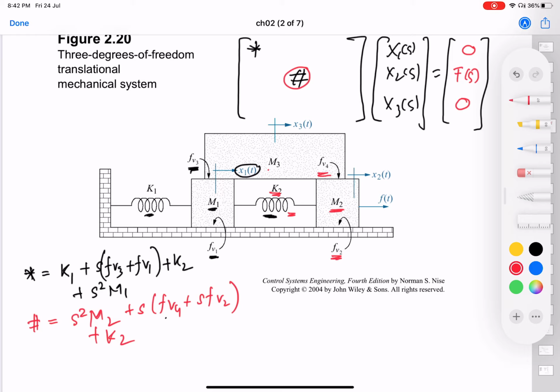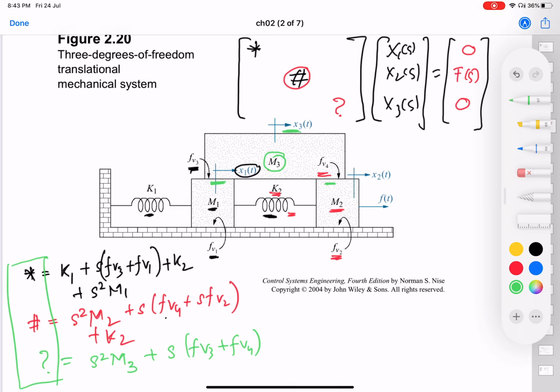In a similar way, what is the 3 element here, right? So what is the 3 element? So the 3 element here is going to be, what is the impedance that is directly connected to M3? M3 is connected to its own mass, so S square M3. We are talking about impedances which are related directly to X3, connected to X3. So its own mass M3 plus this friction here and this friction here plus SFV3 plus FV4, right? So these will be the 3 diagonal entries in this matrix.